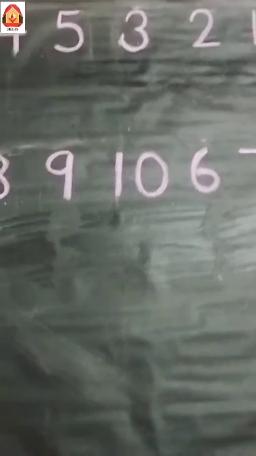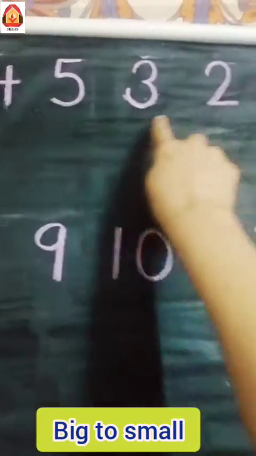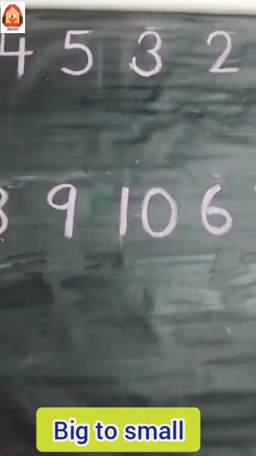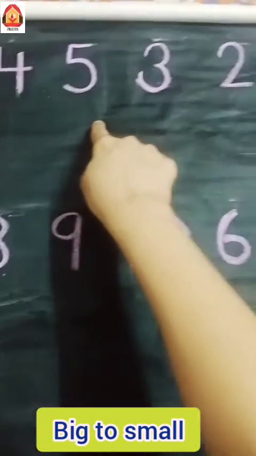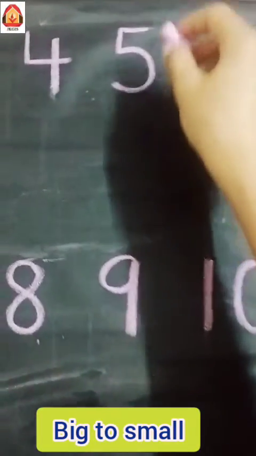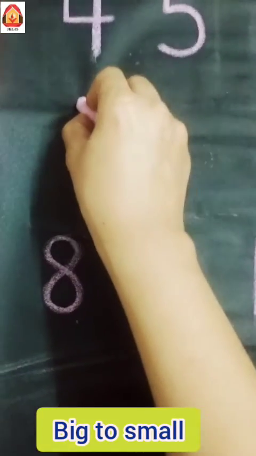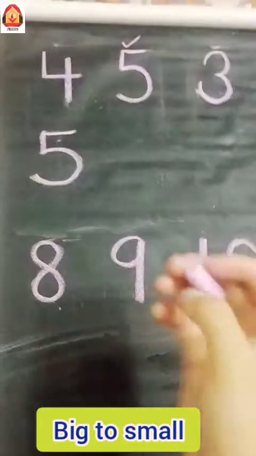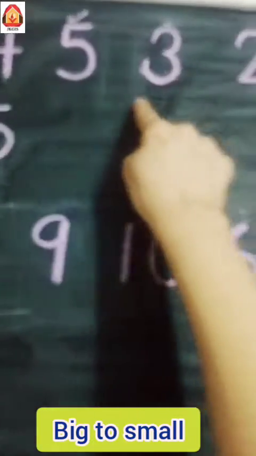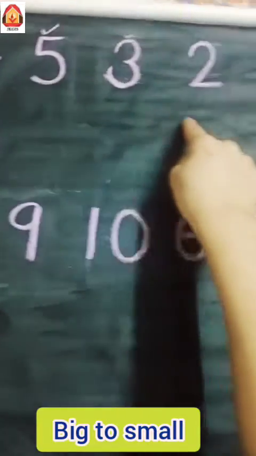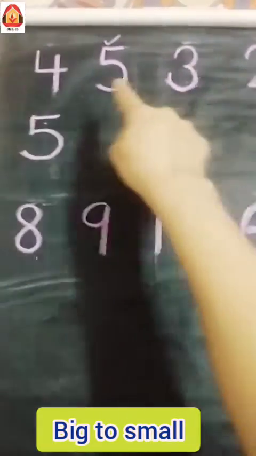So first we will see which is the biggest number here. Which is the biggest number here? It's 5. So we will write number 5 first. I have written number 5 here. Now which is the bigger one among these numbers? Which is the bigger one?